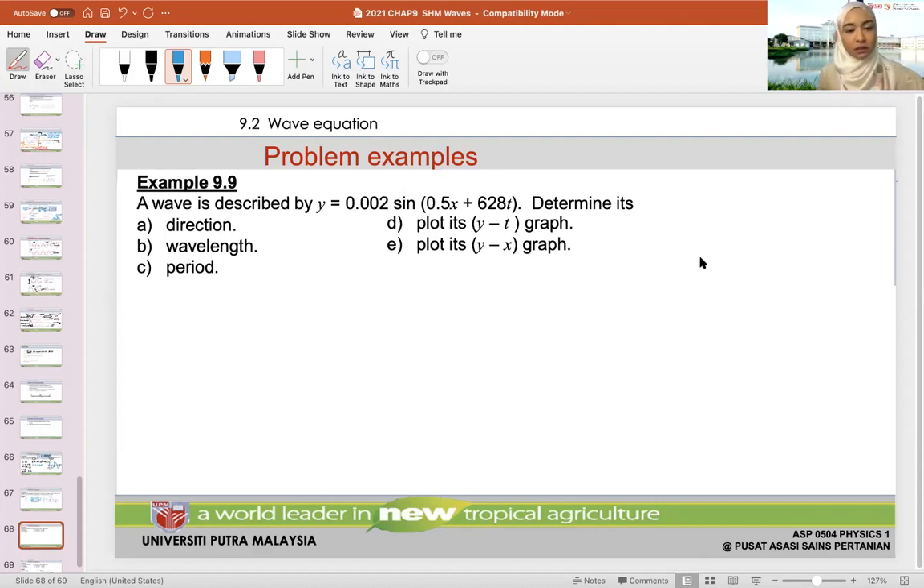Okay, a wave is described by y equals 0.002 sine (0.5x plus 6.8t). Determine its direction, wavelength, period, and also plot its y-t and y-x graph.